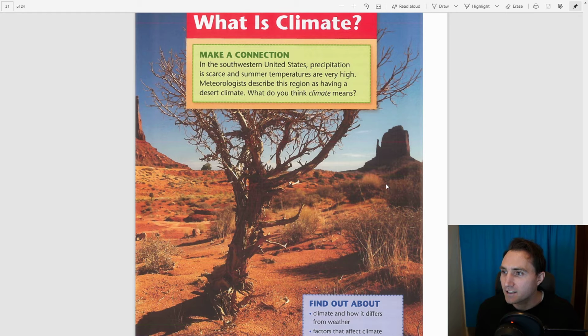Okay, what is climate? Let's make a connection. In the southwestern United States, where we're at, precipitation is scarce and summer temperatures are very high. Meteorologists describe this region as having a desert climate. That kind of looks like the areas around us. Wonder where this picture is taken. What do you think climate means?